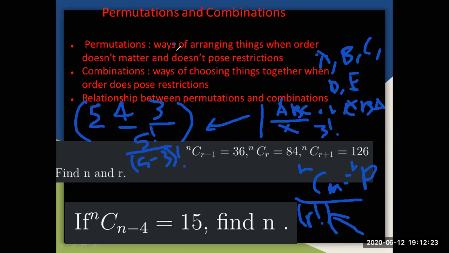You can see where it all comes from, because you're supposed to select 3 objects from 5. So you get this expression, and whether or not the arrangement matters is what the r factorial determines.